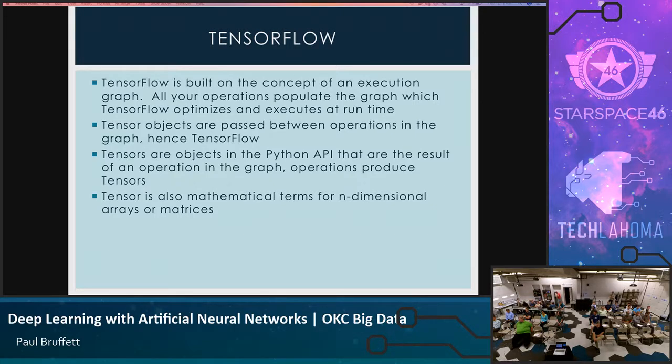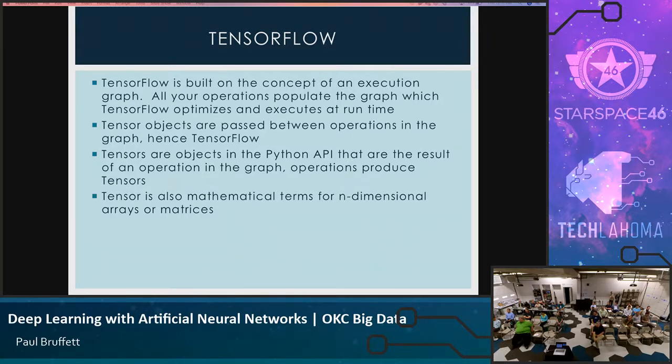What it does is it's built on the concept of an execution graph, or a DAG. All your operations populate the graph, which TensorFlow optimizes and executes at runtime. If you're familiar with Spark, you understand the concept of an execution graph. This is the same thing. You put all your operations in, and it's not until you actually run your training that it executes your graph. So the entire thing is like Spark with lazy execution. You put your operators in, then you tell it what to do, and it optimizes the full graph because it knows everything you're trying to do, since you've pre-populated that, and it can batch it and do some of that other stuff.